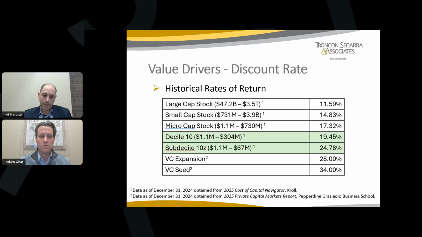That's a paid subscription, but you'll see in that green highlighted area, like I said, I fell in at a 21.6% discount rate because we usually see discount rates of between 20% and 25% when we do these valuations. These are publicly traded companies, but you'll see the market capitalization of these companies in those ranges, 1.1 million to 304 million. And if you hone down even further into that subcategory, decile 10Z, that 1.1 million to $67 million type of business, their discount rates or rates of return are around 25%.